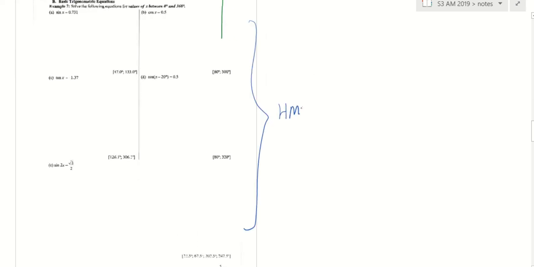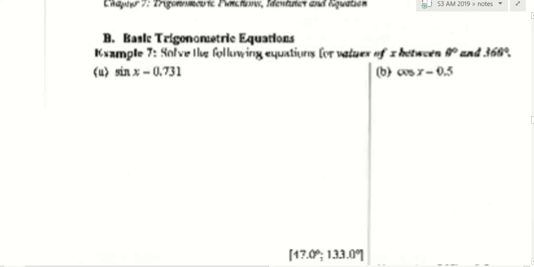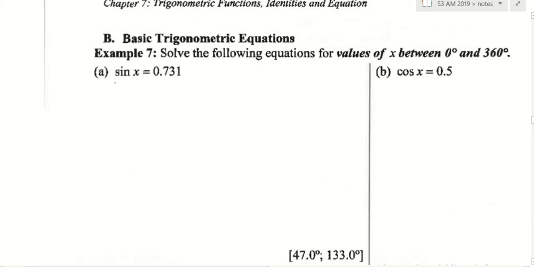Then can you zoom in now and change this question to sine x equals to minus 0.731. The minus, not plus. This lesson you may leave once you show me this answer.